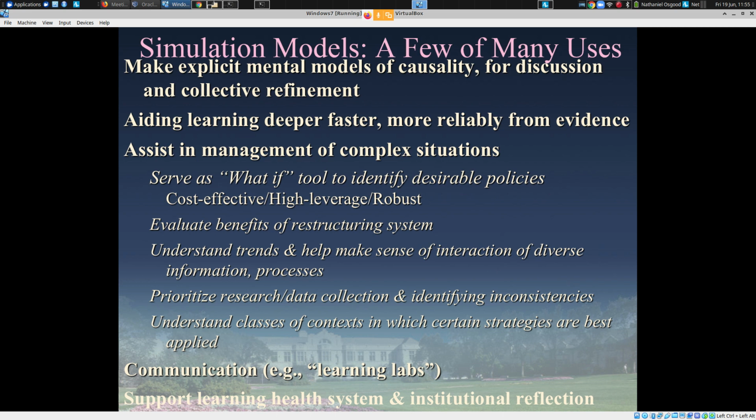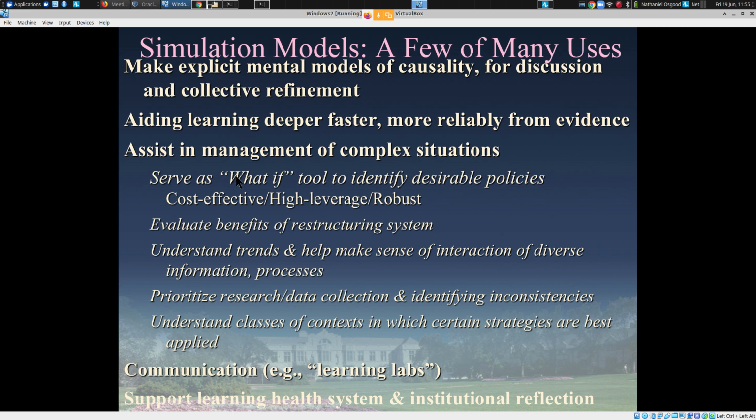And what are the uses of these models once they advance? Well, I talked about how they can learn more deeply, more reliably, faster from evidence, and that's a key thing. And they can make explicit our mental models for discussion and collective refinement. Those are two things I hit on.